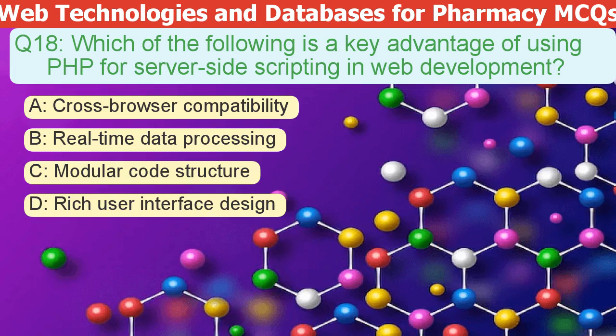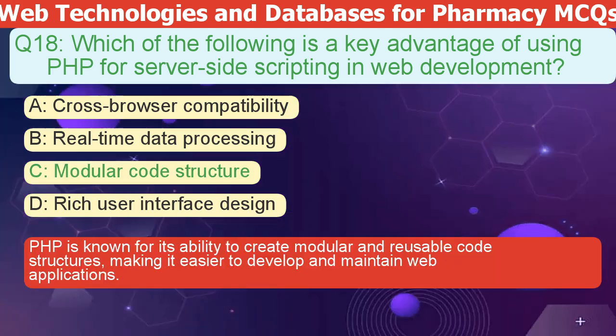Which of the following is a key advantage of using PHP for server-side scripting in web development? A. Cross-browser compatibility. B. Real-time data processing. C. Modular code structure. D. Rich user interface design. The correct answer is C. PHP is known for its ability to create modular and reusable code structures, making it easier to develop and maintain web applications.